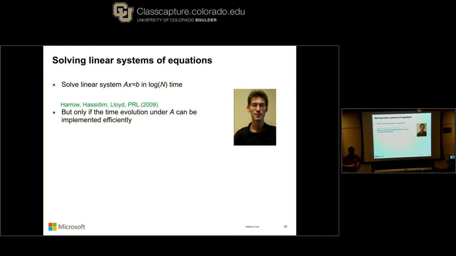Now we see immediately if this A is an n times n matrix, that's classical data that I load from my hard disk, then the time complexity for that is at least n squared, because I have to load that data. Because again, this same problem, I need a QRAM to load that, and then that's n squared. And in n squared time, I can solve a linear system classically.